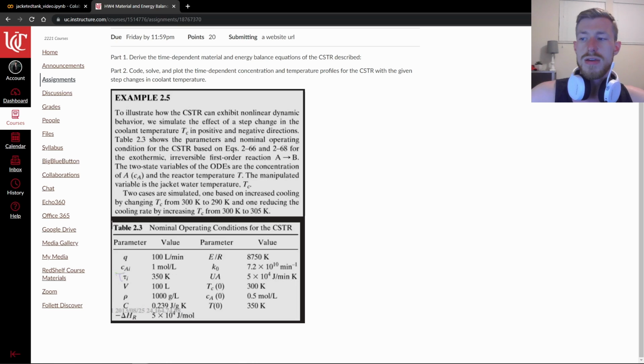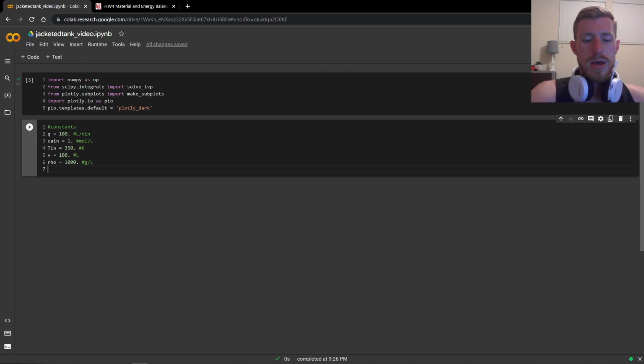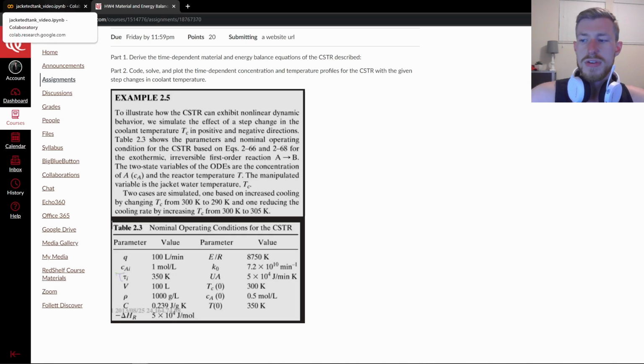Next, we have C, which is our coolant heat exchange constant. I'm not exactly sure what I called it in my previous video. I think I called it C therm or something similar, but that's besides the point. What matters is that it's capital C here, and it's 0.239 joules per gram Kelvin. So capital C is equal to 0.239, in joules per gram Kelvin.